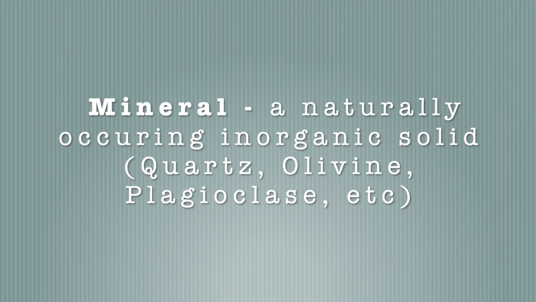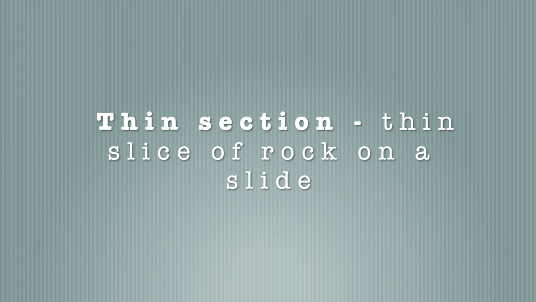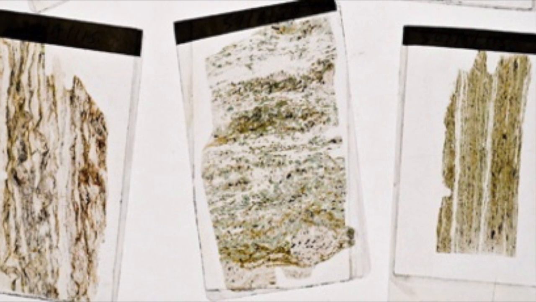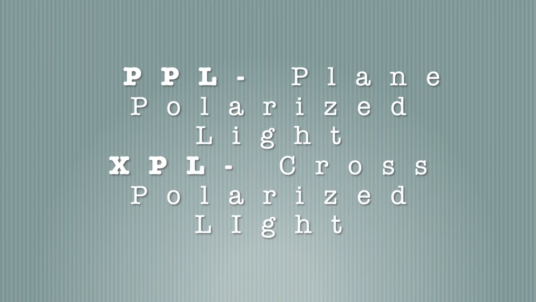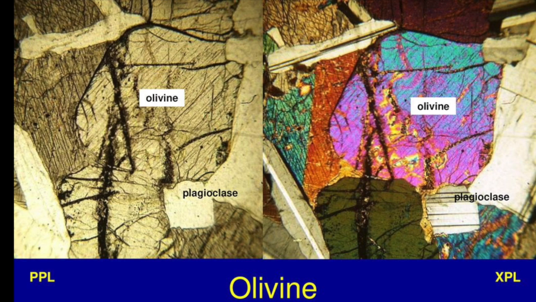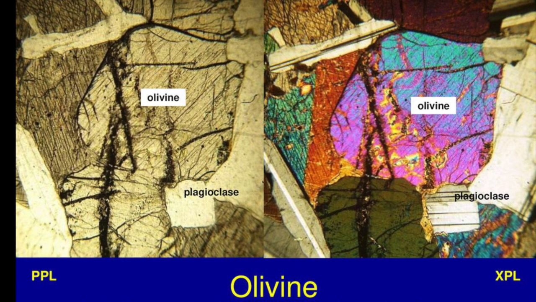A mineral is considered a naturally occurring inorganic solid such as quartz, olivine, and plagioclase. A thin section is a thin slice of rock on a slide used by geologists to understand the mineralogy of a rock. After placing your thin section under your microscopic lens, you can switch between two settings, plane polarized light and cross polarized light.